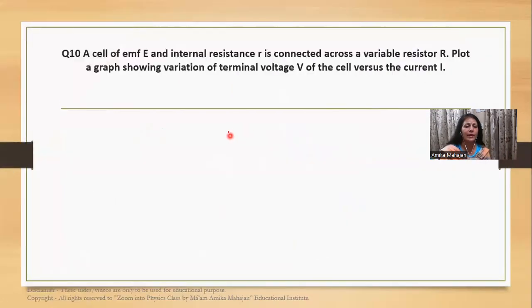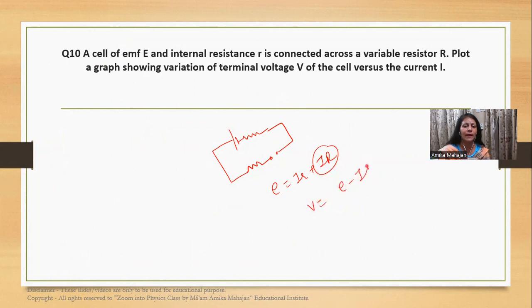Next, a cell of EMF E and internal resistance r is connected across a variable resistance R. Plot the graph showing variation of terminal voltage of the cell versus current I. E is IR plus Ir. This IR is V. So what is V? V is E minus Ir.